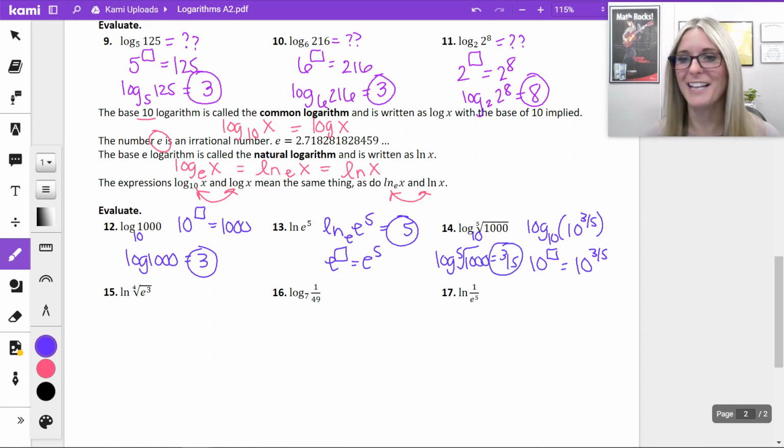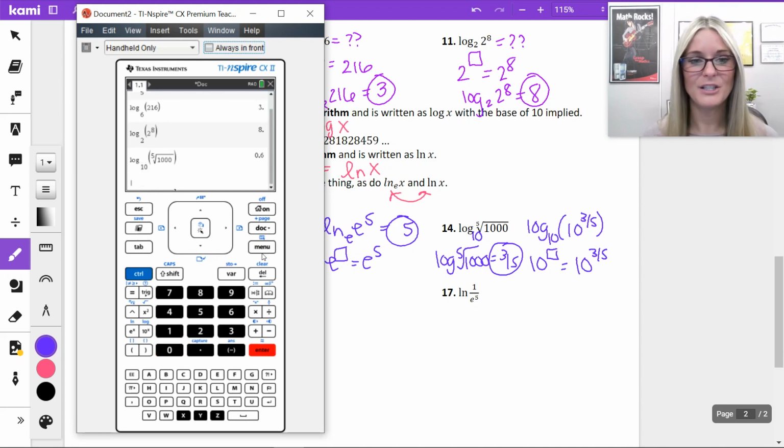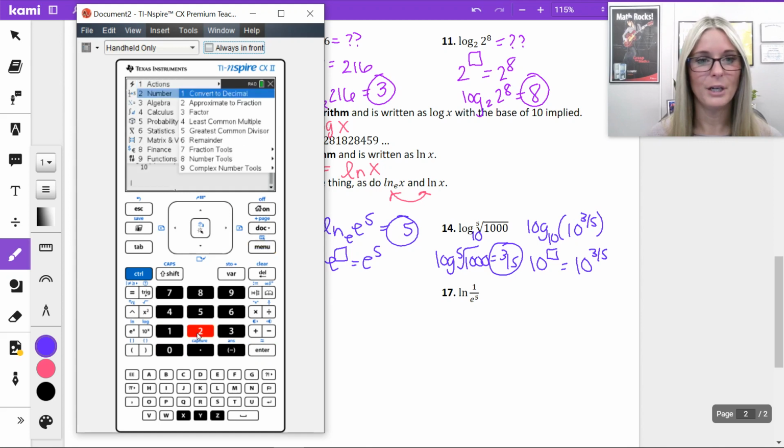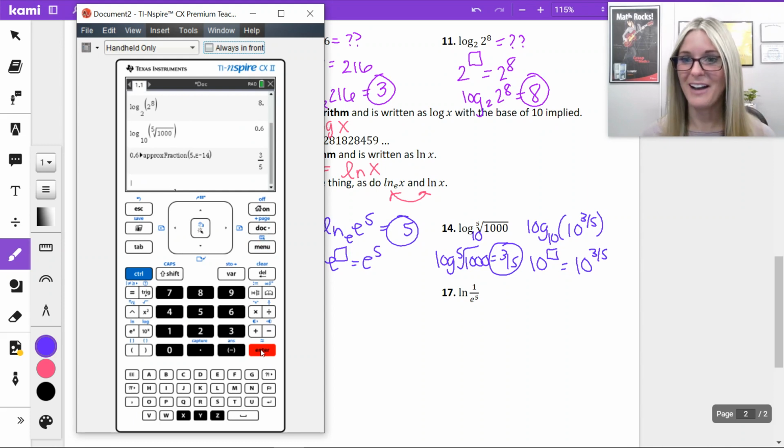Let's grab the calculator and let me show you. So let's do a log. You can leave your base blank or you can put in a 10. It does not matter. A fifth root of 1,000. 0.6, you can do menu number, approximate to a fraction, 3/5. But I wanted to show you how that works out. If you feel comfortable with that, run with it. If you don't, you can refer to your calculator.